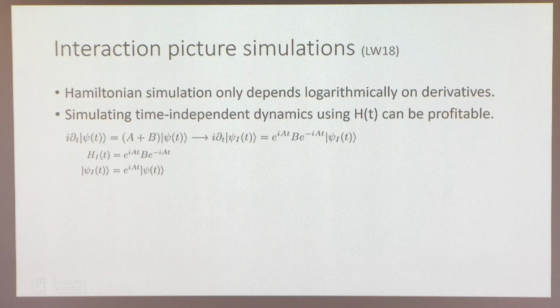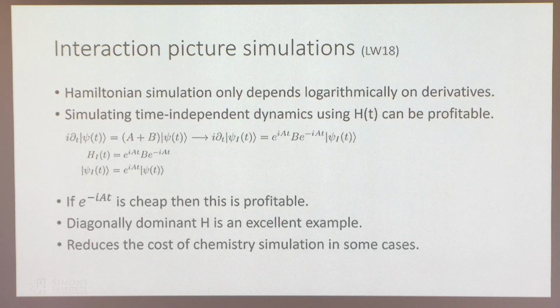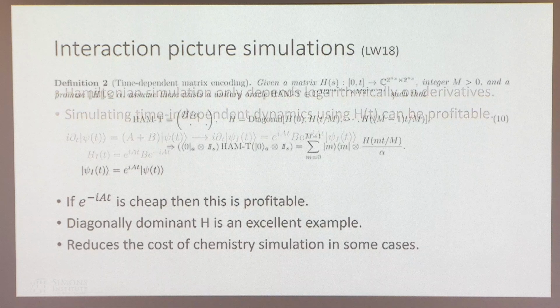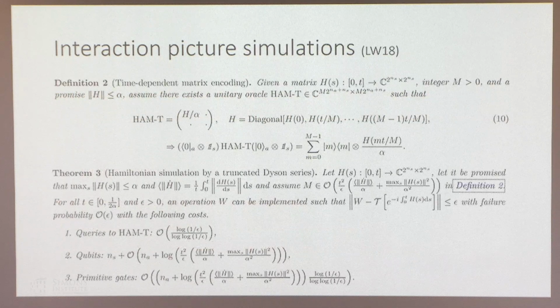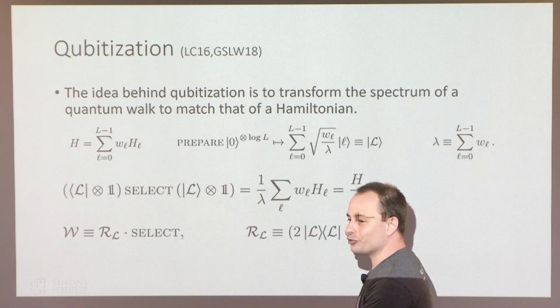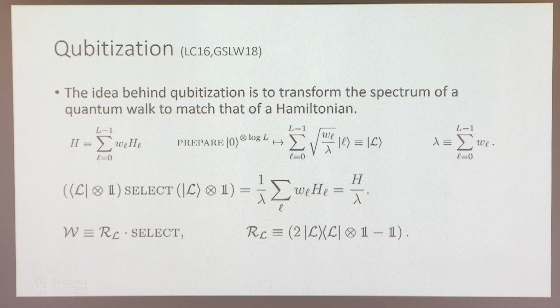The basic idea is that because for some of these methods with linear combinations of unitaries, the cost in terms of the derivatives is logarithmic rather than linear, you can use this transformation to an interaction picture to take big terms from the Hamiltonian and switch them into the derivatives of a time-dependent Hamiltonian that simulates a time-independent Hamiltonian. By doing this, we can reduce the cost of simulating diagonally dominant Hamiltonians dramatically, in some cases exponentially. So that's basically the idea. Here are some theorems that I don't have time to talk about.